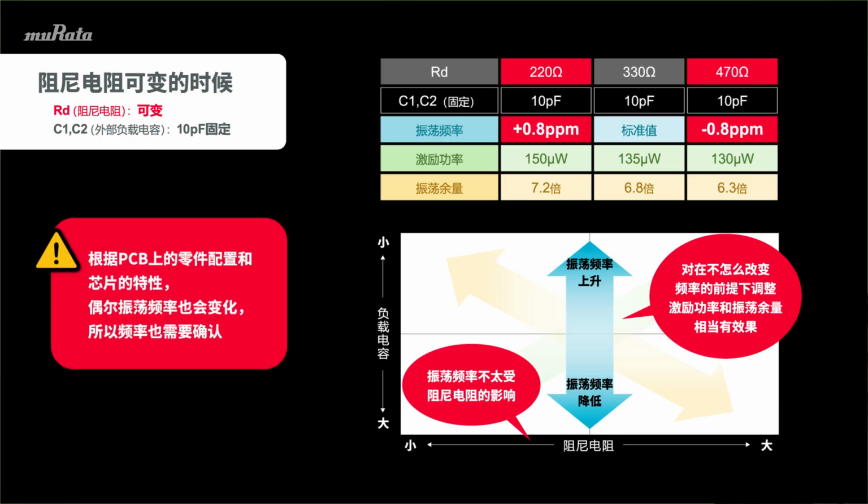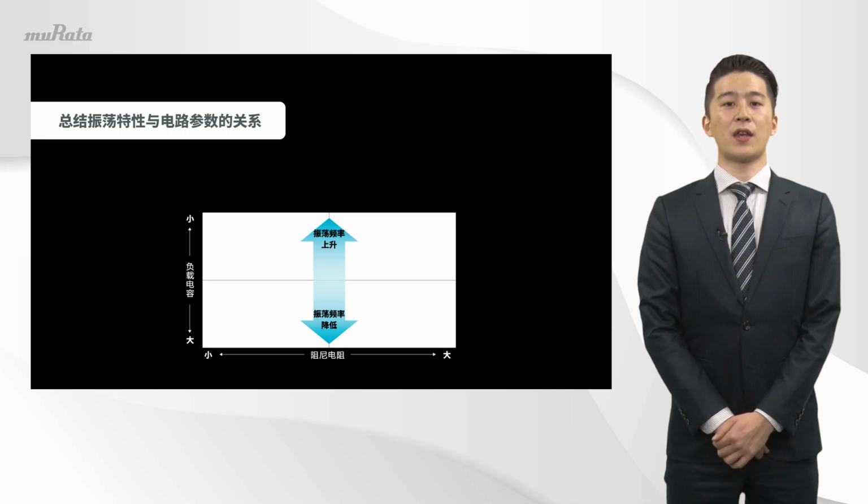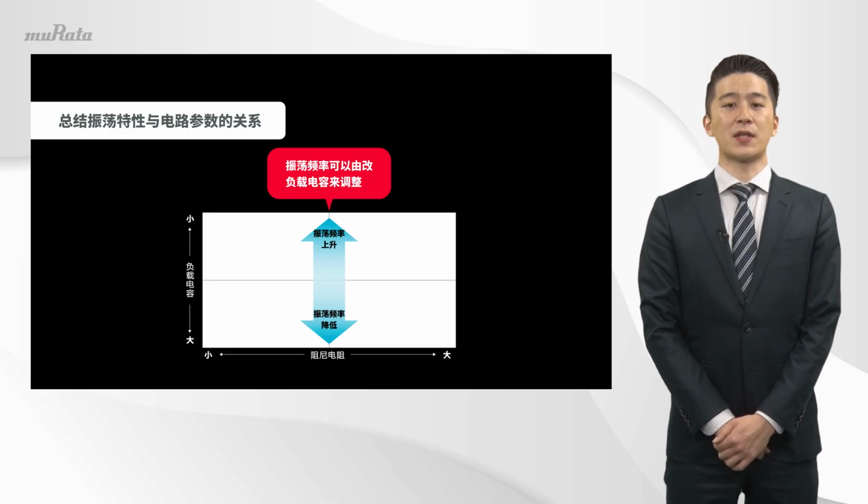However, it is necessary to check the oscillation frequency as it may change due to the layout of components on the board and the characteristics of the IC. Finally, to summarize the relationship between circuit constants and oscillation characteristics. The oscillation frequency can be adjusted by changing the load capacitance value.